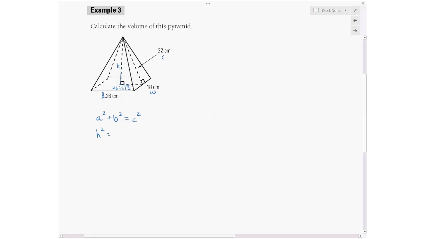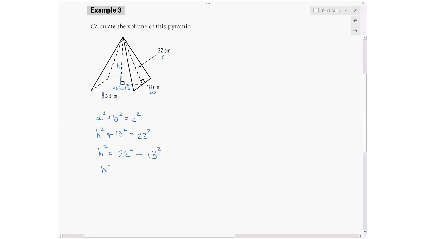Okay, so the base of that's going the same direction, not 18 divided by 2, because this isn't from here to here. This is from here to here. So 13. So this is, oops, this should be a plus. 13 squared equals, and my c is 22 squared. So to find the h, I need to do 22 squared minus 13 squared.